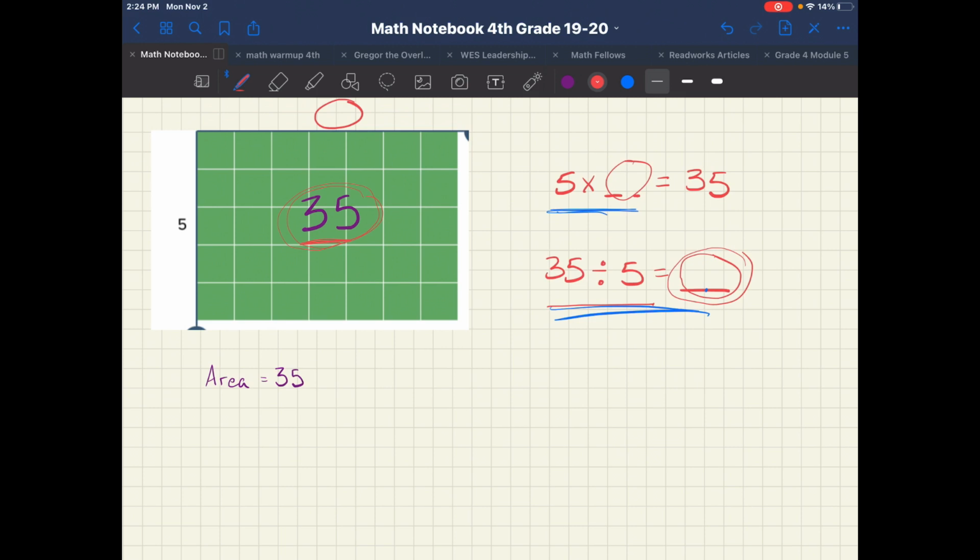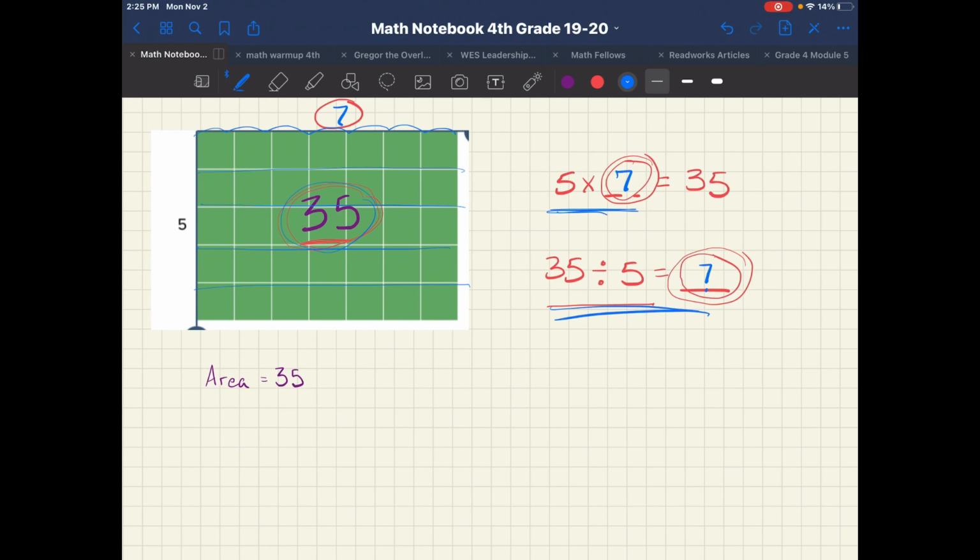But we can also think of it as multiplication. 5 times what equals 35? Well, maybe you know your facts, and you know that 7 times 5 is 35. Maybe you just counted 1, 2, 3, 4, 5, 6, 7. So it's 7 on top. 5 times 7 is 35. So 35 divided by 5 is 7. This whole 35 divided into 5 equal rows would be 7 in each row.